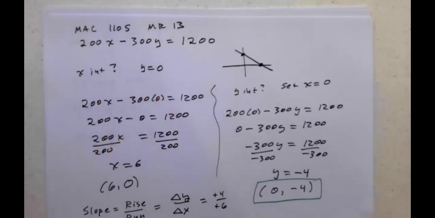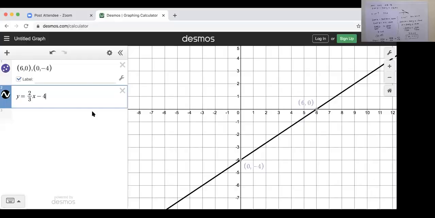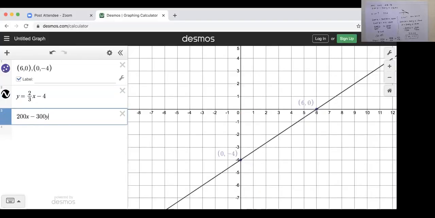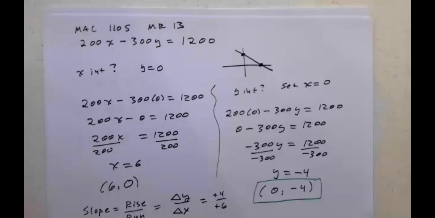Let me graph that. 200x minus 300y equals 1200. This will be in a different color. This will be in red. You'll notice the red line is on top of the black line, right? The red line is on top of the black line, so they are the same. So indeed, we have converted this equation into slope-intercept form. We found the x-intercept, we found the y-intercept, and we found the slope as well as the equation of the line.